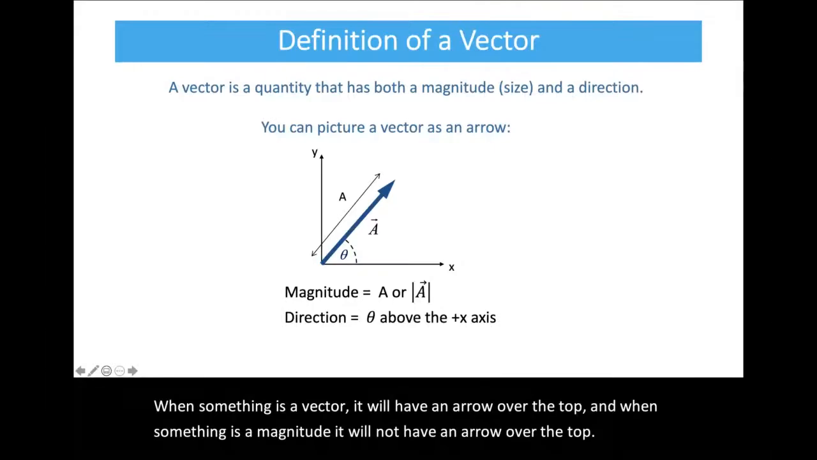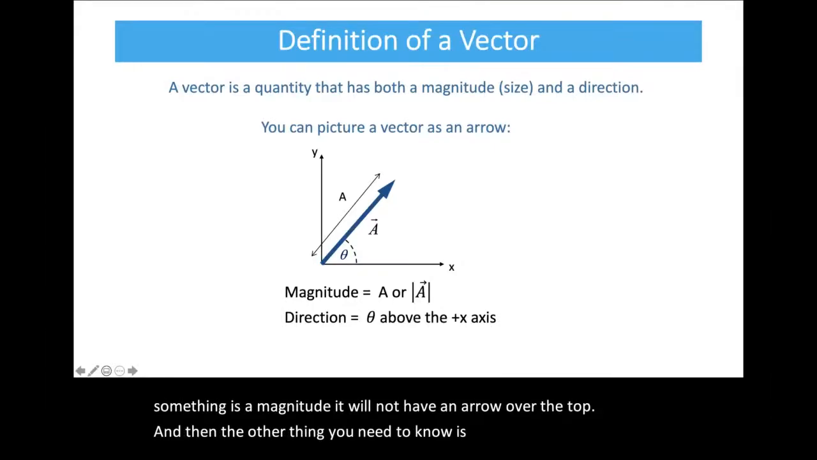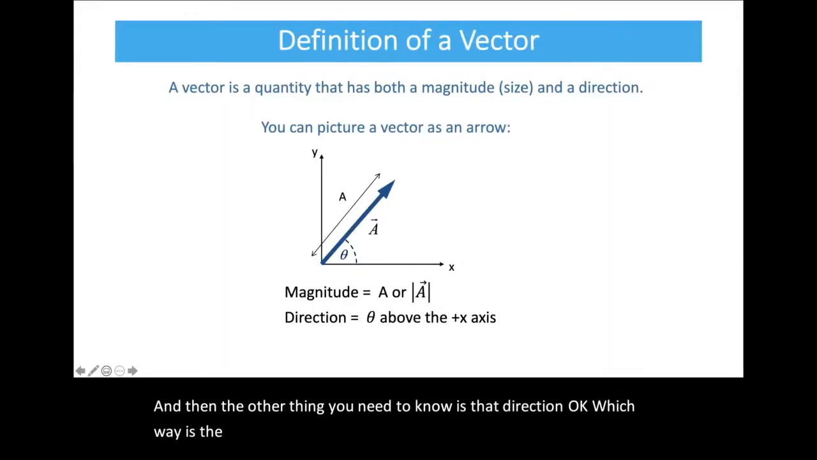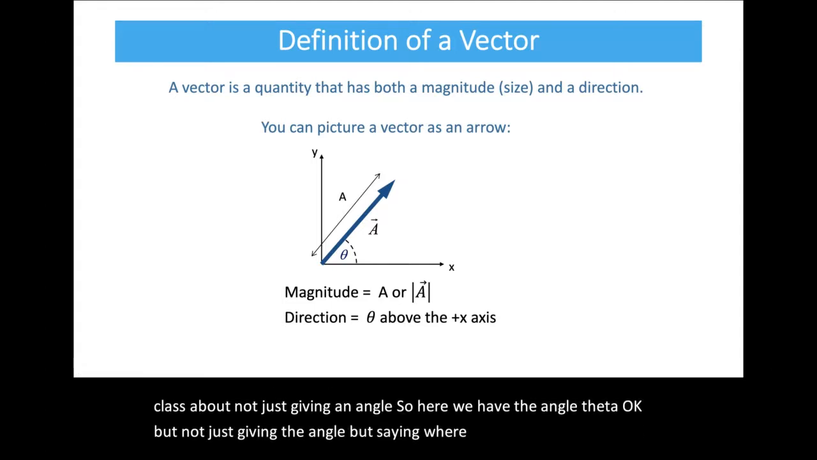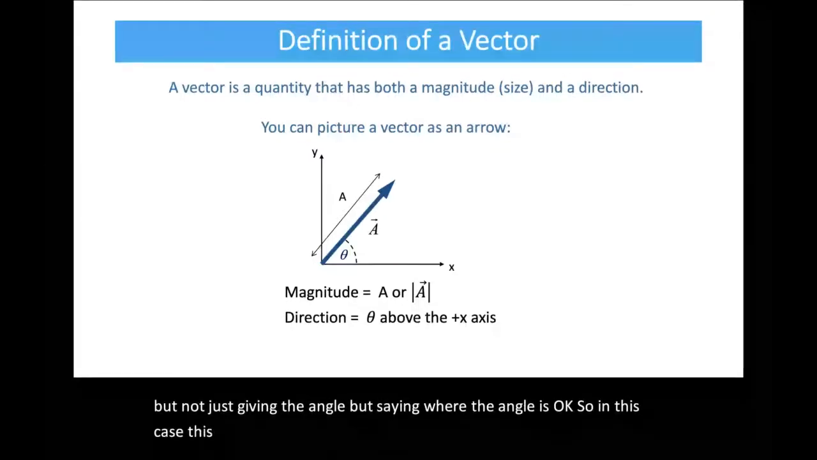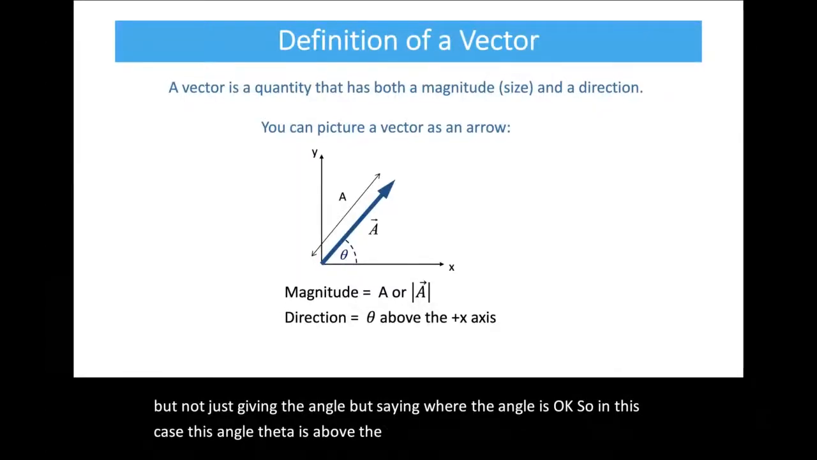And then the other thing you need to know is the direction. Okay, which way is the vector pointing? Okay, and we're going to try and be very careful in this class about not just giving an angle. So here we have the angle theta, but not just giving the angle, but saying where the angle is. So in this case, this angle theta is above the positive x-axis.